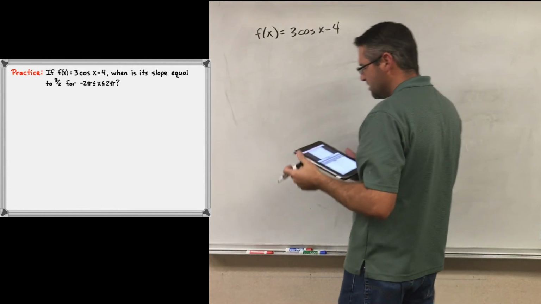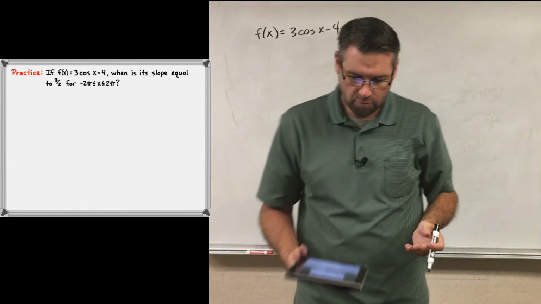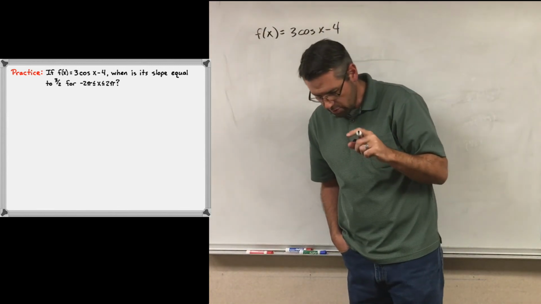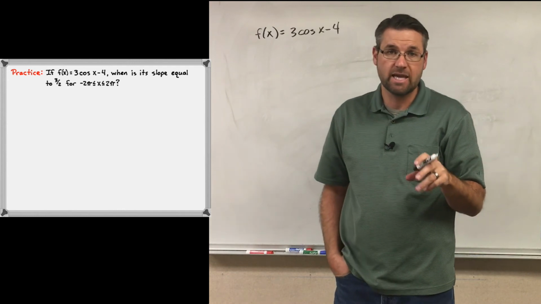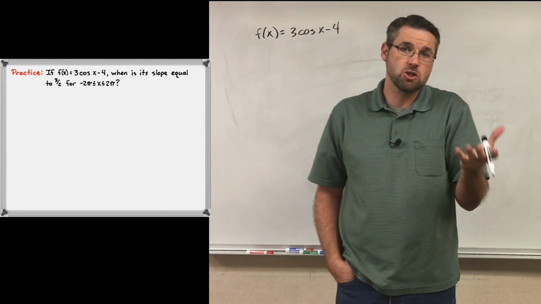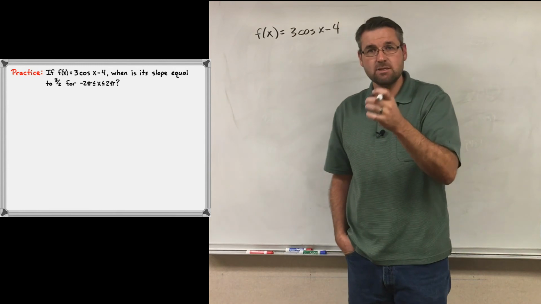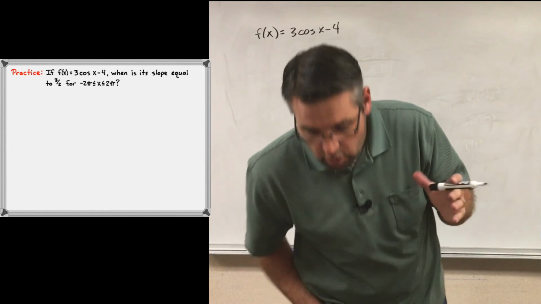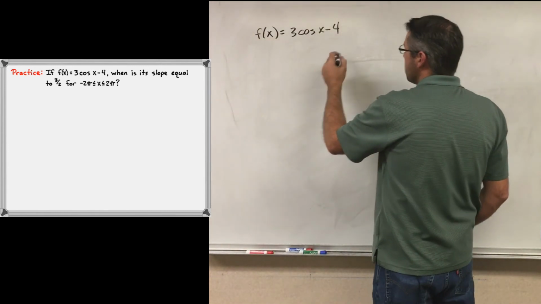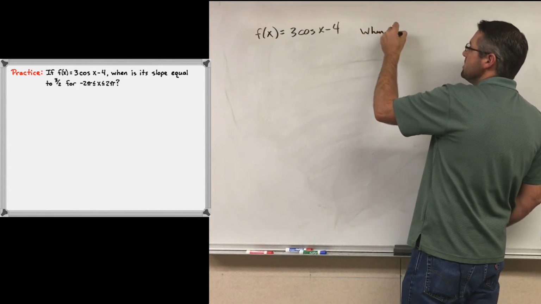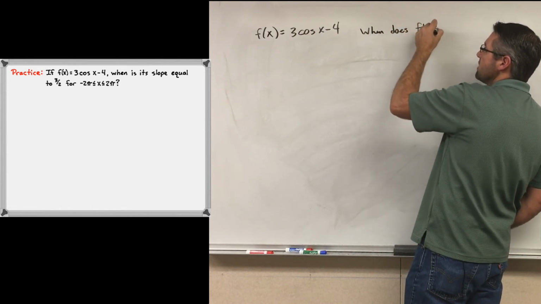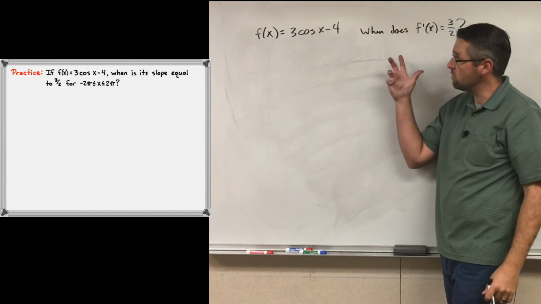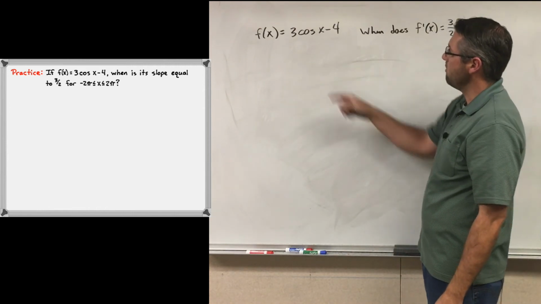And it's saying, when is the slope equal to 3 over 2? Well, I want to translate that into calculus talk. The other word for slope is derivative. When is the derivative equal to 3 over 2? So we want to know, when does f prime of x equal 3 over 2? That's the question. So the first thing we have to do is figure out what f prime is.